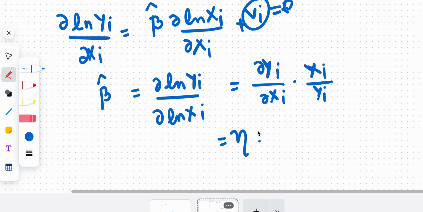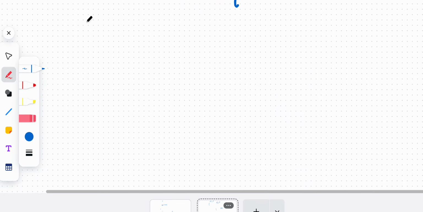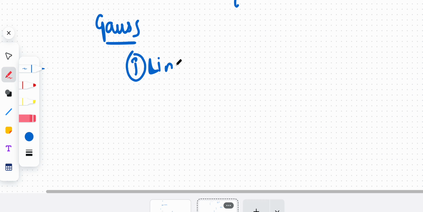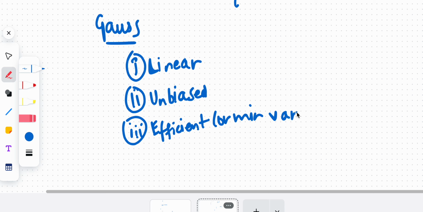Now I'm not going to prove the Gauss-Markov theorem fully. I'm just going to discuss it. So stay with me. When we say Gauss-Markov, we mean linear, we mean unbiased, and we mean efficient or minimum variance. I might make a video on that later, but not right now.